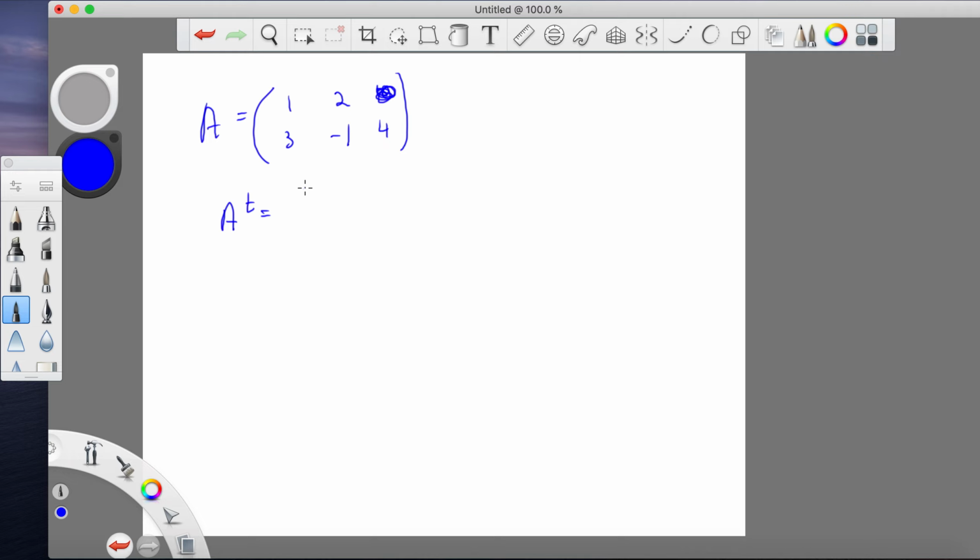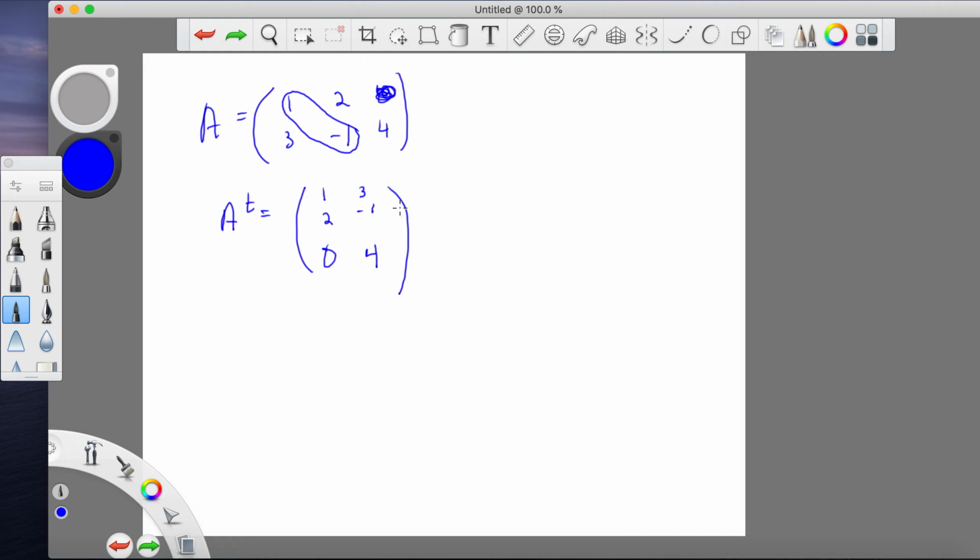So if I transpose A, this is going to become 1, 2, 0, and 3, negative 1, 4. It's really not a difficult concept. You take the first row, and it becomes the first column. Then you take the second row, and it becomes the second column. I suppose you could say that this is a sort of diagonal because, as you can see, the diagonal remains the same.